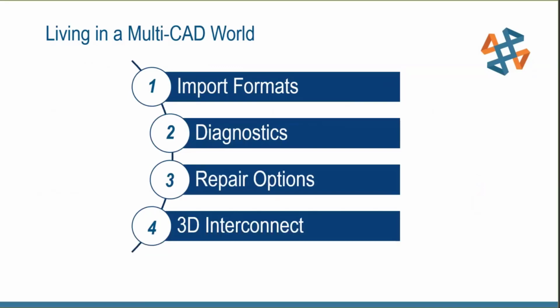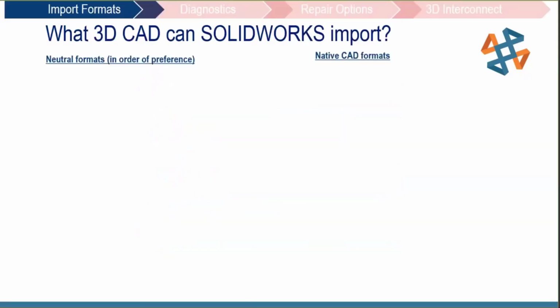We'll take a look at these 4 topics: the import formats and file types that we have to work with. We'll look at diagnosing and finding any problems, as well as some tools to repair any of the faulty geometry that we might encounter. And then 3D Interconnect, that's a powerful newer tool in SOLIDWORKS that allows us to work with non-SOLIDWORKS files in kind of a different manner.